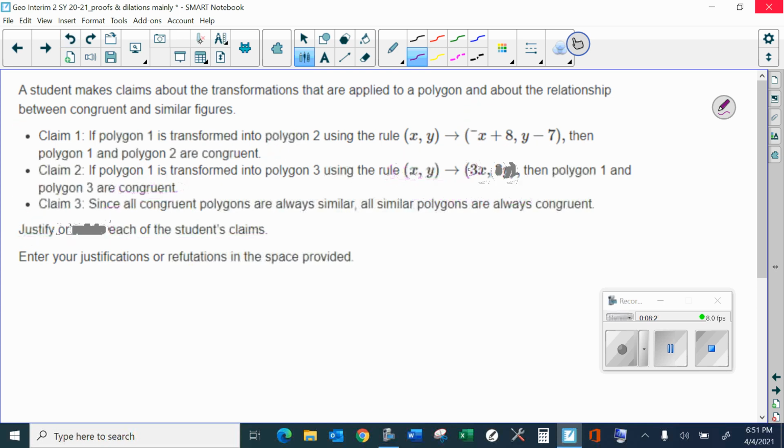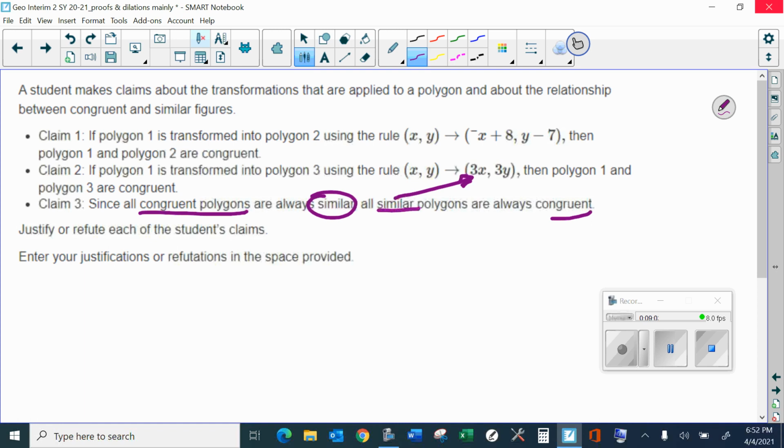Okay, next one. It says since all congruent polygons are similar, that is true. Remember, all congruent polygons are similar. Congruence falls underneath similarity, but not the reverse way. All similar polygons are not always congruent. Don't forget, a dilation is a similar polygon, but obviously a dilation is not congruent unless it was 1x and 1y. Then that dilation is exactly the same. It's congruent then. That's the only way it's congruent, if it's 1x and 1y. If it's any other number than 1 for the coefficient of x and y, it's a dilation. Got to be either bigger or smaller.